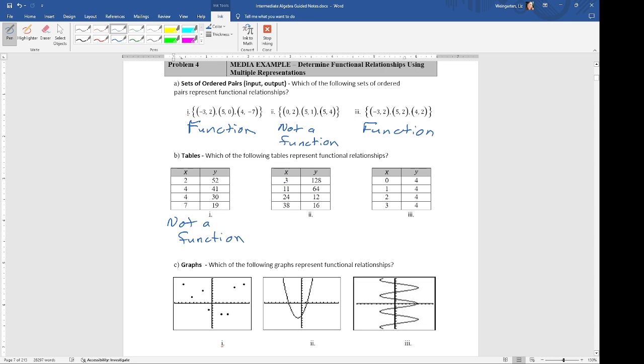Looking at the next one, we have no repeated x values. It is a function. In this last one, no repeated x values. We don't care if the y values are repeated as long as there's no repeated x values. This is a function.